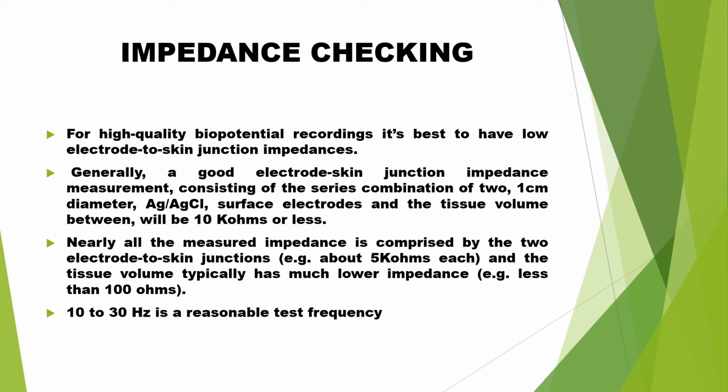So generally a good electrode-skin junction impedance measurement, consisting of the series combination of two 1 centimeter diameter silver chloride surface electrodes and the tissue volume between, will be 10 kilo ohms or less. Nearly all the measured impedance is comprised by the two electrode-to-skin junctions, for example about 5 kilo ohms each, and the tissue volume typically has much lower impedance, for example less than 100 ohms.